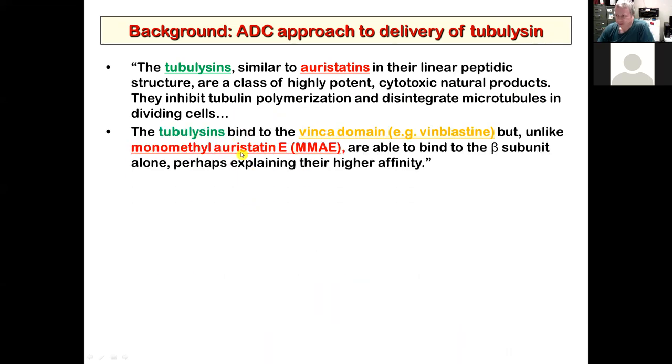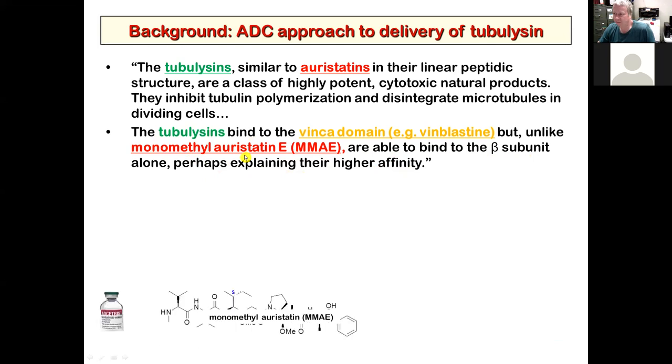The tubulysins bind to the vinca domain, which I talked about in the last lecture. That's where vinblastine and other vinca alkaloids bind. But unlike monomethyl auristatin, they're able to bind to the beta subunit alone, perhaps explaining their higher affinity. So the big thing is tubulysins bind with a higher affinity than MMAE. So that's a good thing, right? And they might be a little better.